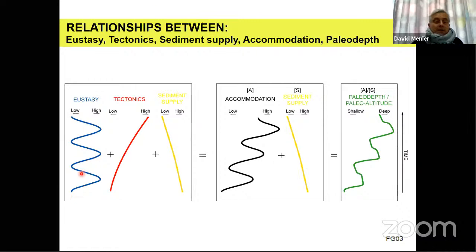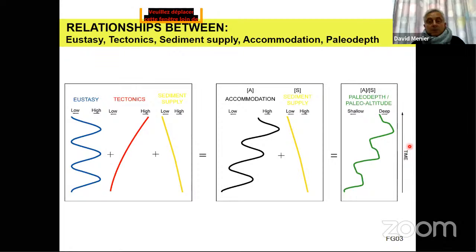That means that with the theory, what we can do, if sometimes you see over there the eustasy is low or high, with the same frequency and the same amplitude, we can sometimes have high tectonic periods or low tectonic periods, and the sediment supply can be low or high. That means this blue line plus red line can make this black line, plus the sediment supply curve can explain this type of paleo depth or paleo altitude that I can reconstruct during the time.